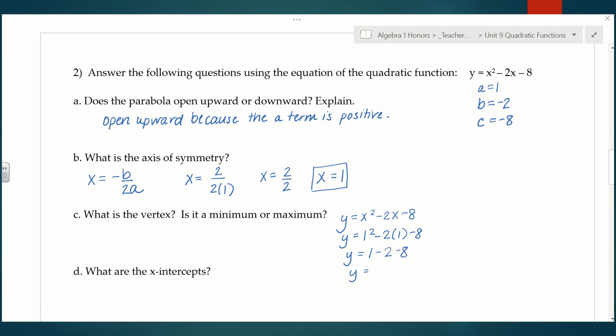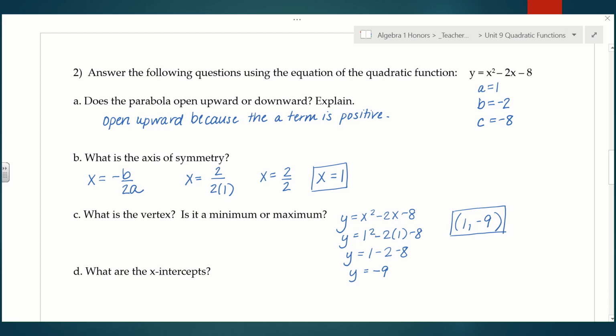So this is going to give me 1 minus 2 is negative 1, and negative 1 minus 8 is negative 9. And so I know that my vertex would be 1, negative 9. Now the second part of this is, is that vertex a maximum or a minimum?